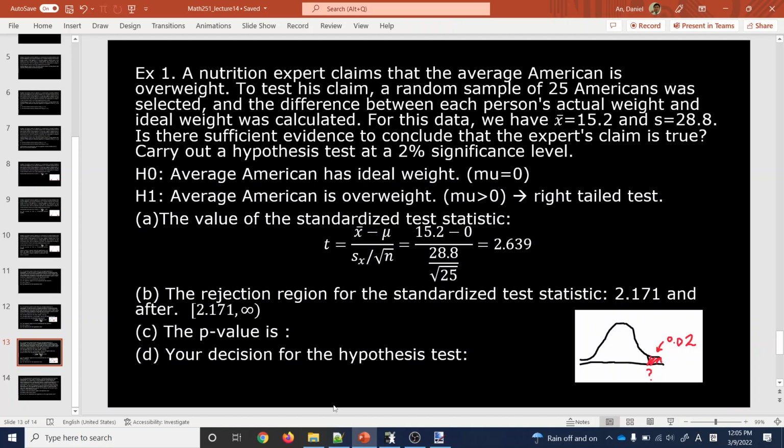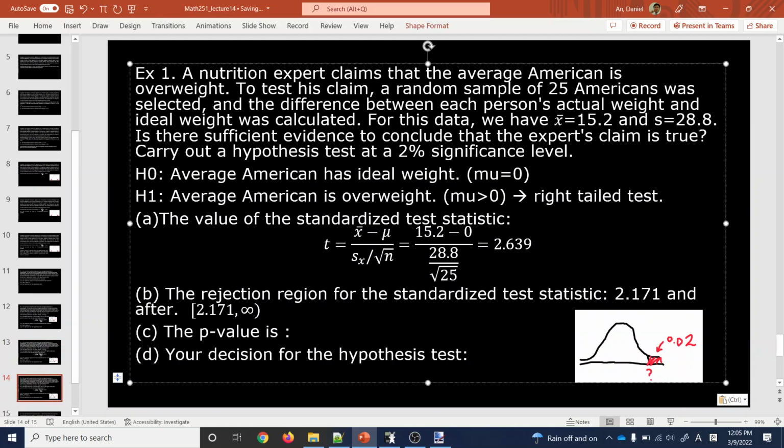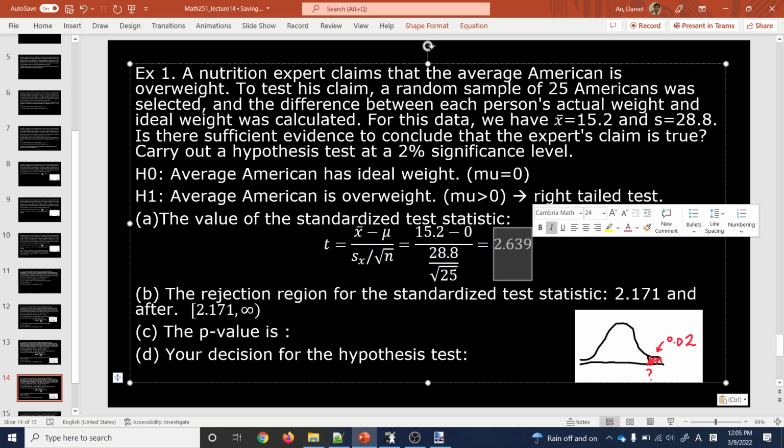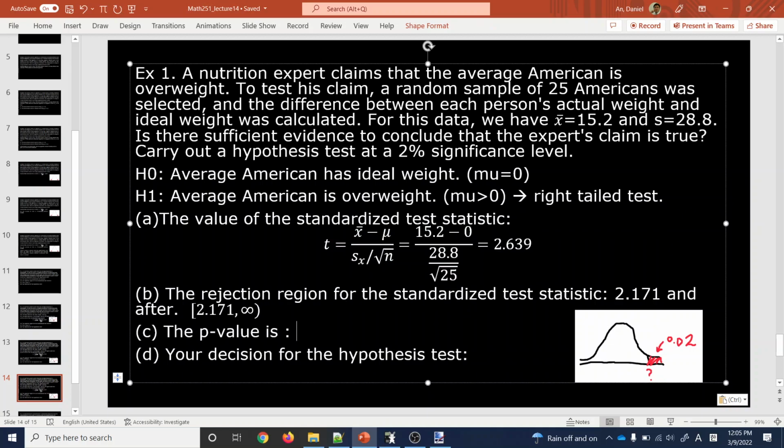But before we finish, we actually know the answer for D, but I'm going to continue on and find the p-value instead. So what would happen if we adopted the p-value approach? For the p-value approach, you need to know the area from 2.639 and afterwards, right? So you use TCDF, but know that TCDF of 2.639 would give you the area before 2.639. You want the one that's after.